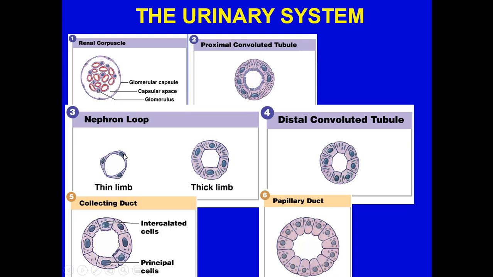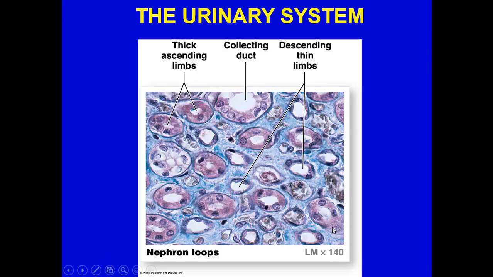Okay, then we're going to go into the nephron tube. Here's the thin limb. Looks barely like you've got your cells holding it together. Thick limb, again, a lot more unique chemistry occurs through here. Then we move to the distal convoluted tubule. Again, some unique properties here. We move to the collecting duct, which has intercalated cells and the principal cells here. Notice that you have microvilli. And then we get to the papillary duct, which is basically moving the fluid through.